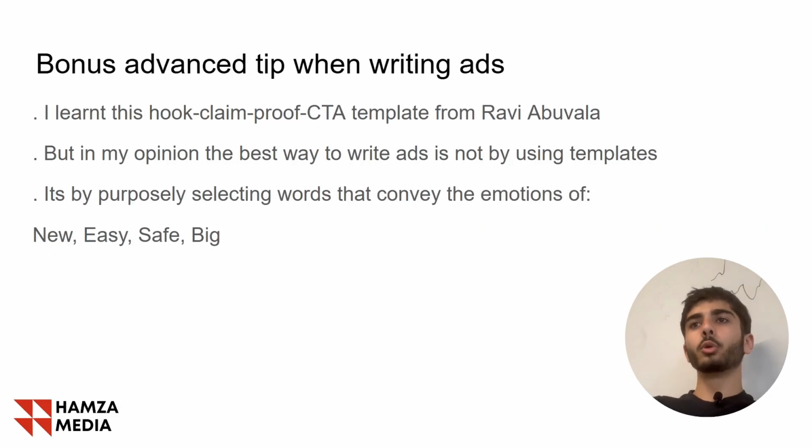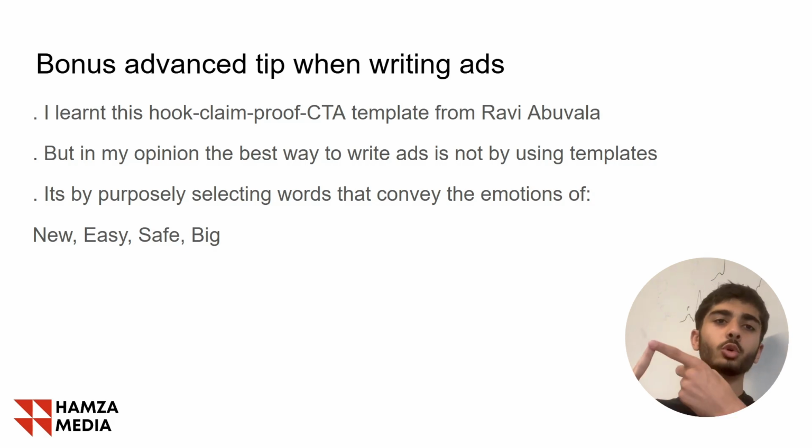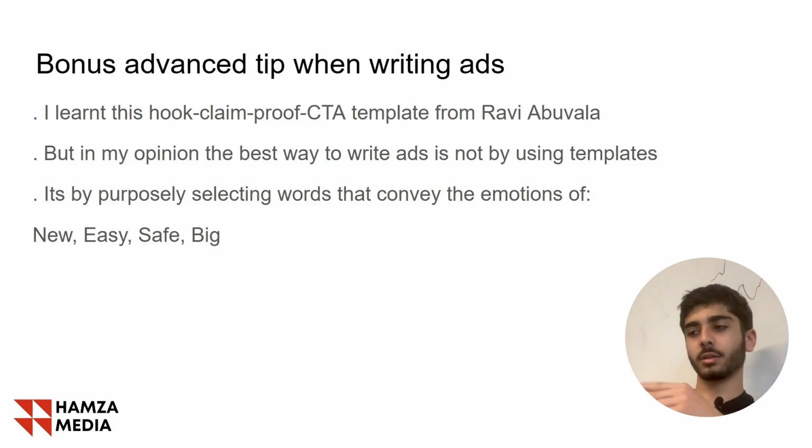So here's a bonus advanced tip when writing ads. I learnt this hook, claim, proof, call to action structure from someone called Ravi Abhyankar. I think if you're in the marketing space, you'll know who this guy is. But in my opinion, the best way to write ads is not by using templates. It's by purposely selecting words that convey the emotions of new, easy, safe, big, okay?